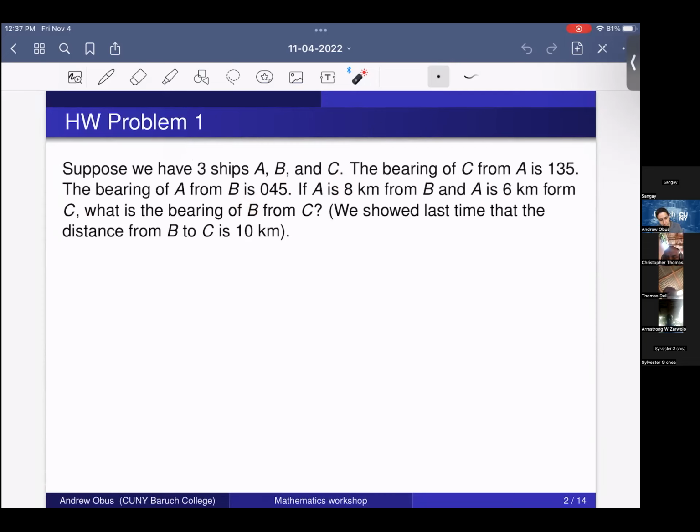Last time we asked what the distance was from B to C, and we found that it was 10 kilometers. So I'm just going to draw the diagram. We have A over here, and I'm always going to draw the north-facing line from everything. The bearing of A from B was 45, so B was over here, and this is the line from A to B. Then the bearing of A from C was 135, so we wrote that C was maybe over here. This is C, and then we drew a line from B to C.